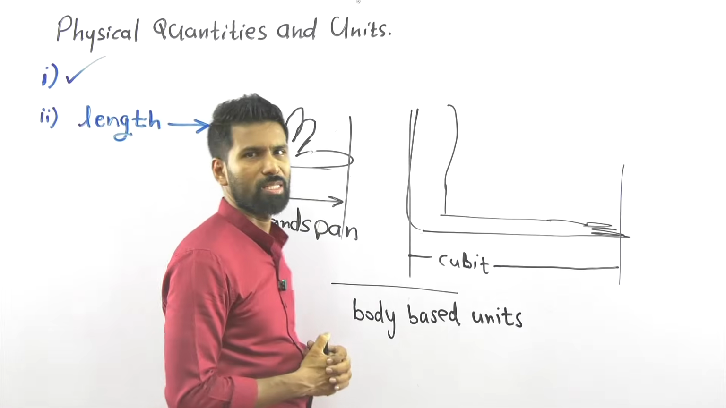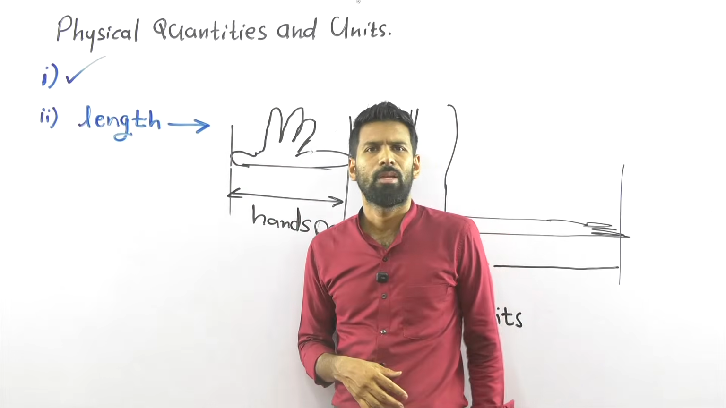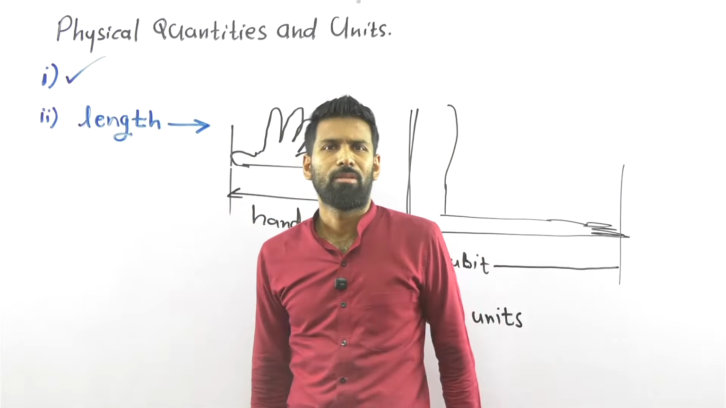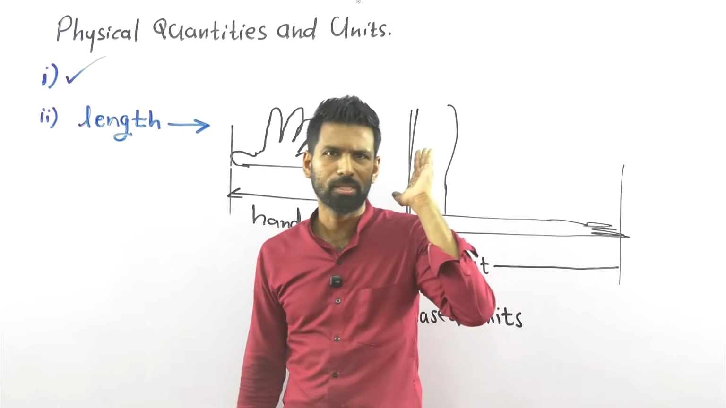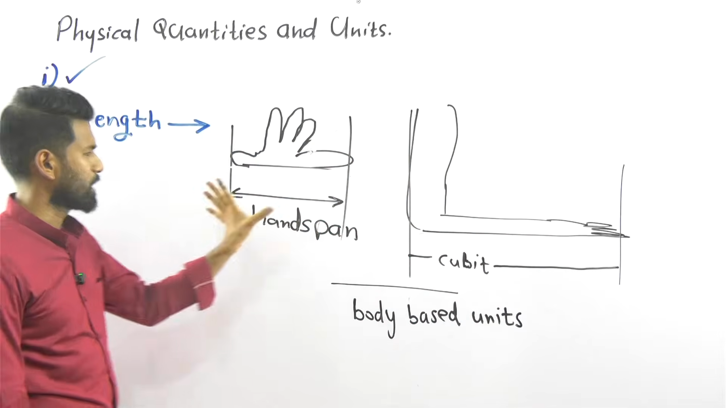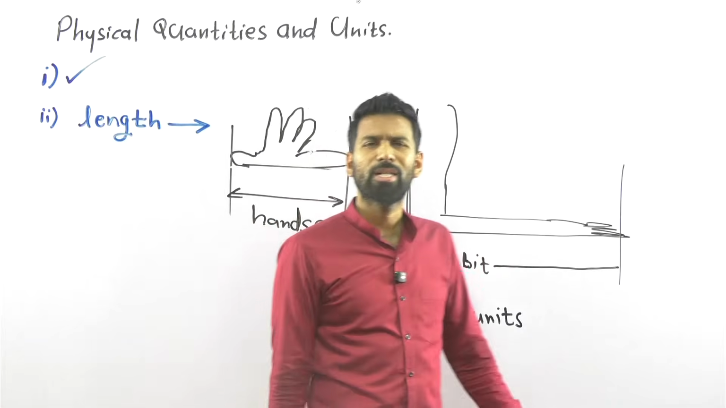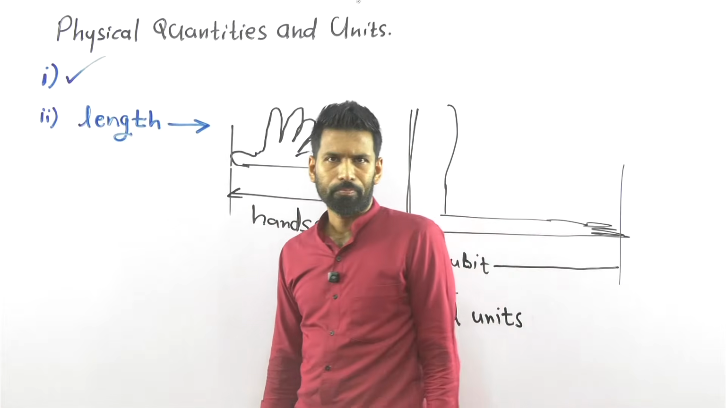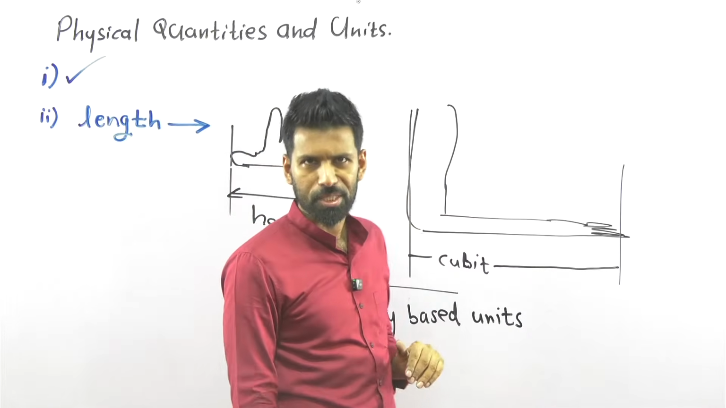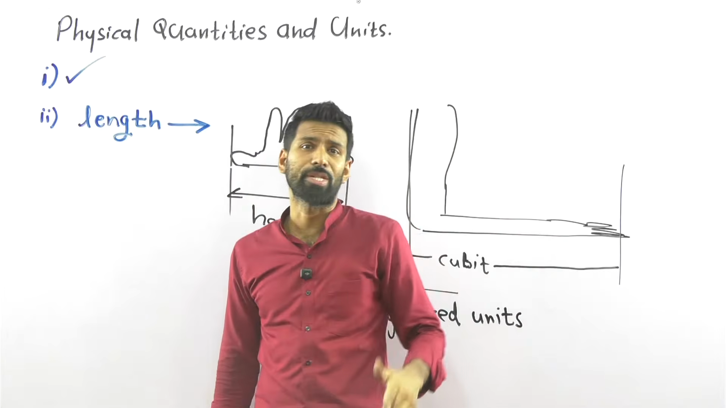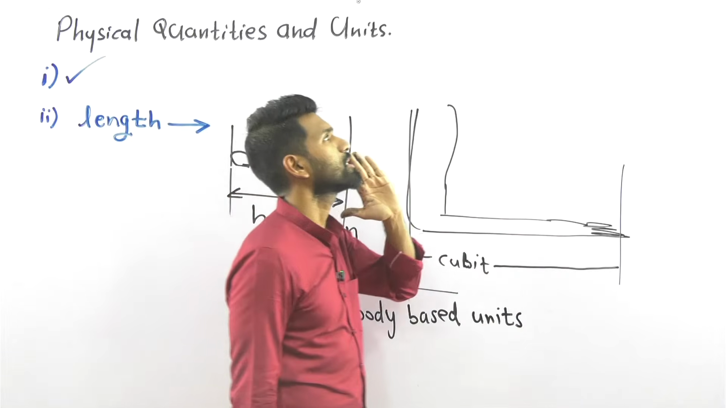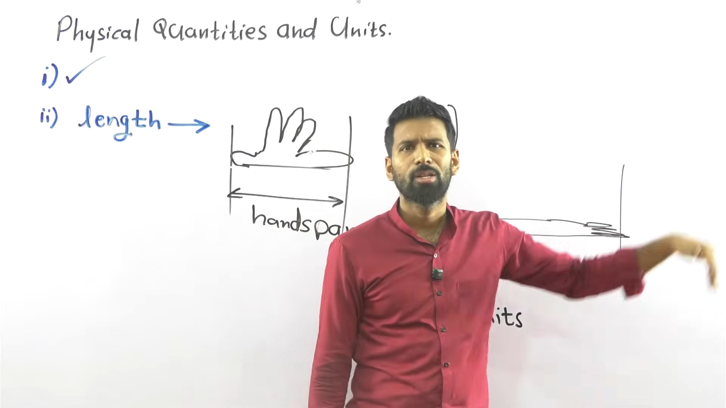What else? I'm explaining to you what were the earliest attempts, what were the earliest units that we used to measure length. Handspan, cubit. Have you heard something called shouting distance? These were the oldest units. If someone shouts, the distance that it can be heard is the shouting distance.